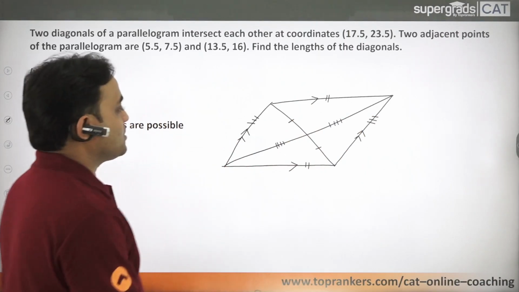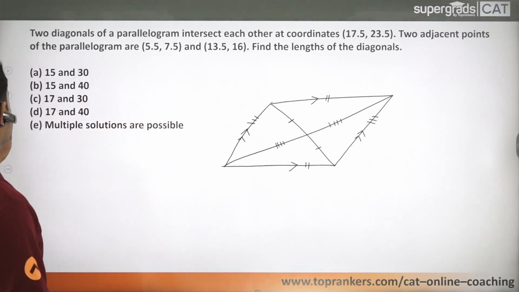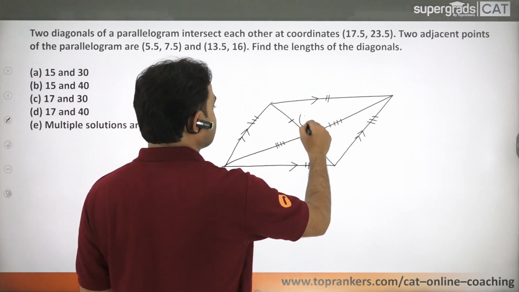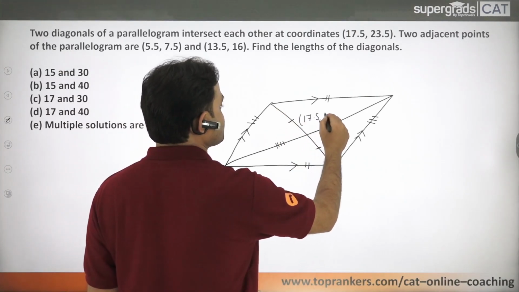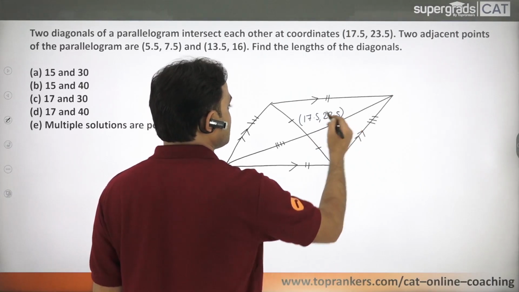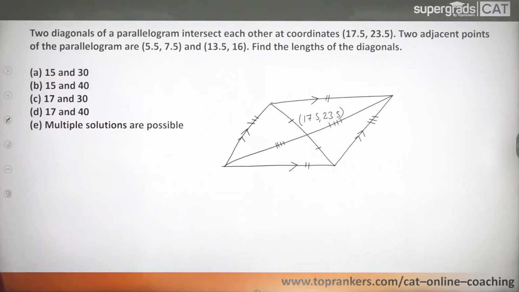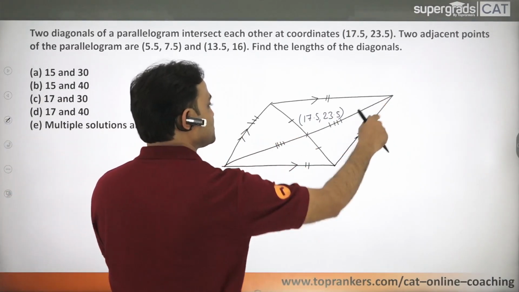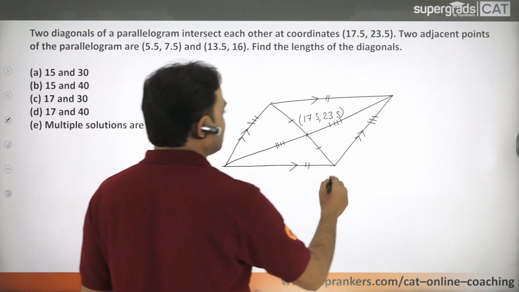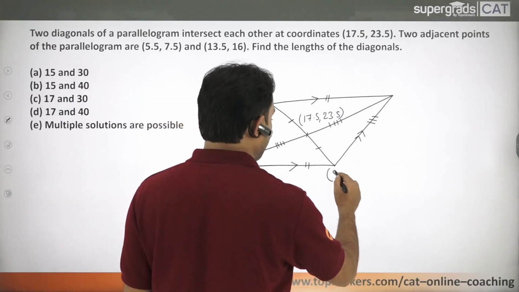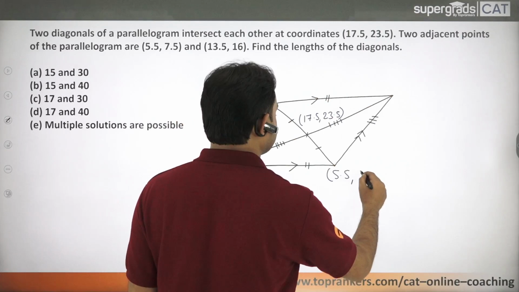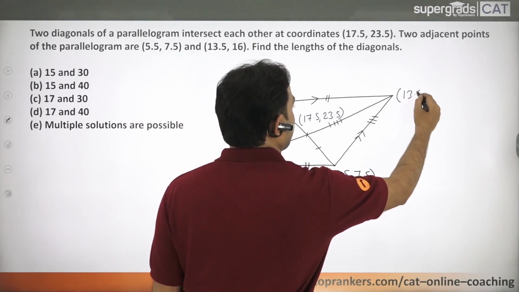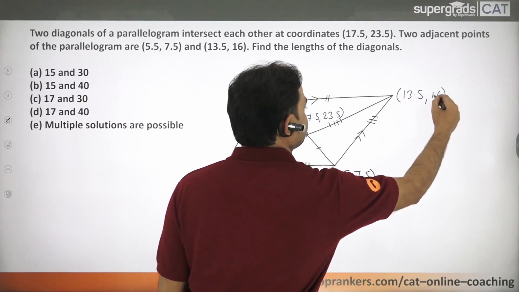Now it says that the coordinate of this intersection point has been given, 17.5 and 23.5. Also, two adjacent points have been given. We can take those two adjacent points as these two or these two, doesn't matter. So let's say this point is 5.5 and 7.5, and then comes 13.5 and 16.